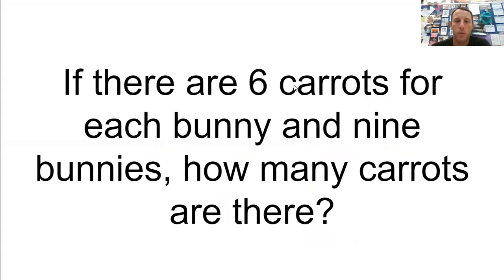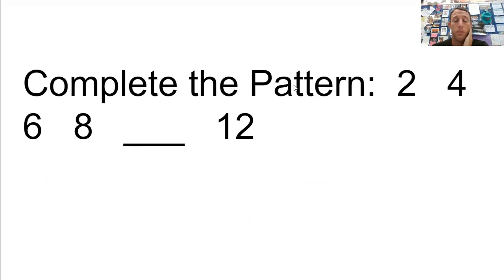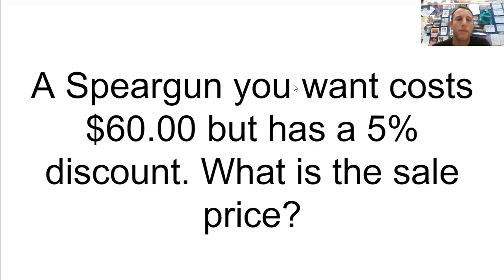Here is a word problem. So if there are 6 carrots for each bunny and 9 bunnies, how many carrots are there? So this is a multiplication problem because each means multiply. So you have to know exactly what to multiply by what. Complete the pattern, pretty straightforward. We're going from 2 to 4 to 6 to 8. And what is that number going to come in the blank? So we have to figure out the pattern of how much it's going up or how much it's going down or how much is being multiplied, how much is being divided.